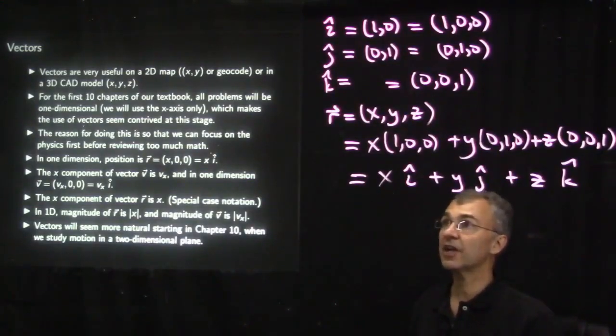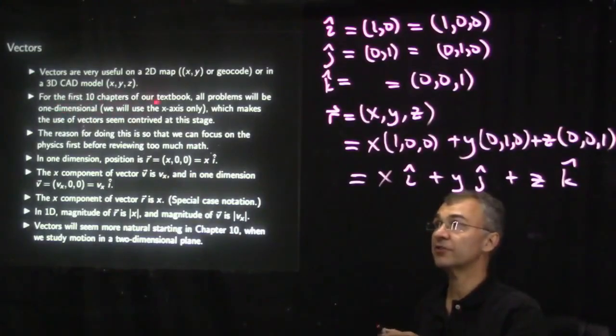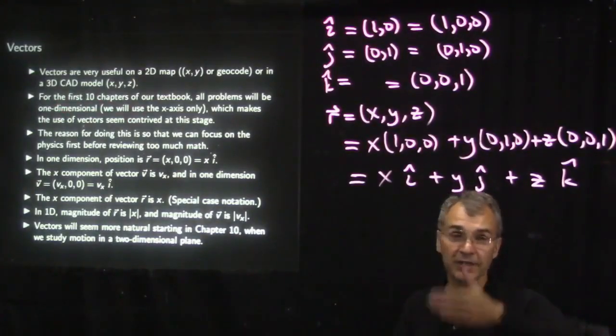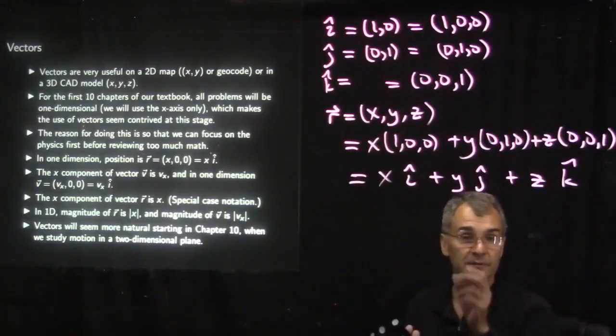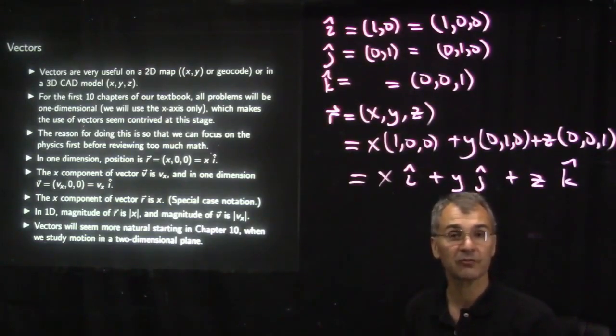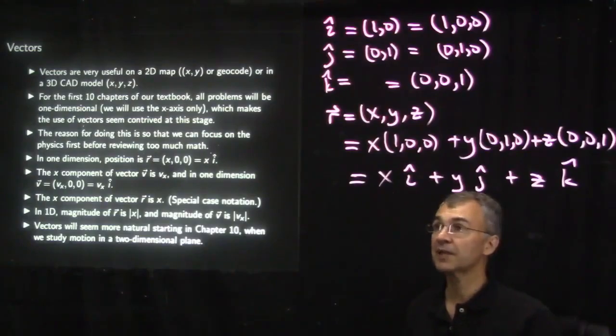Again, for the first 9 chapters of the book, all of our problems will be one-dimensional. So we're only going to use the x-axis. If we have a vertical problem, we're going to call the vertical axis x. That makes the use of vectors seem a little weird at this stage because you're accustomed to vectors being like pairs or triplets of numbers, things that have more than one possible way they can go. But it is still important.